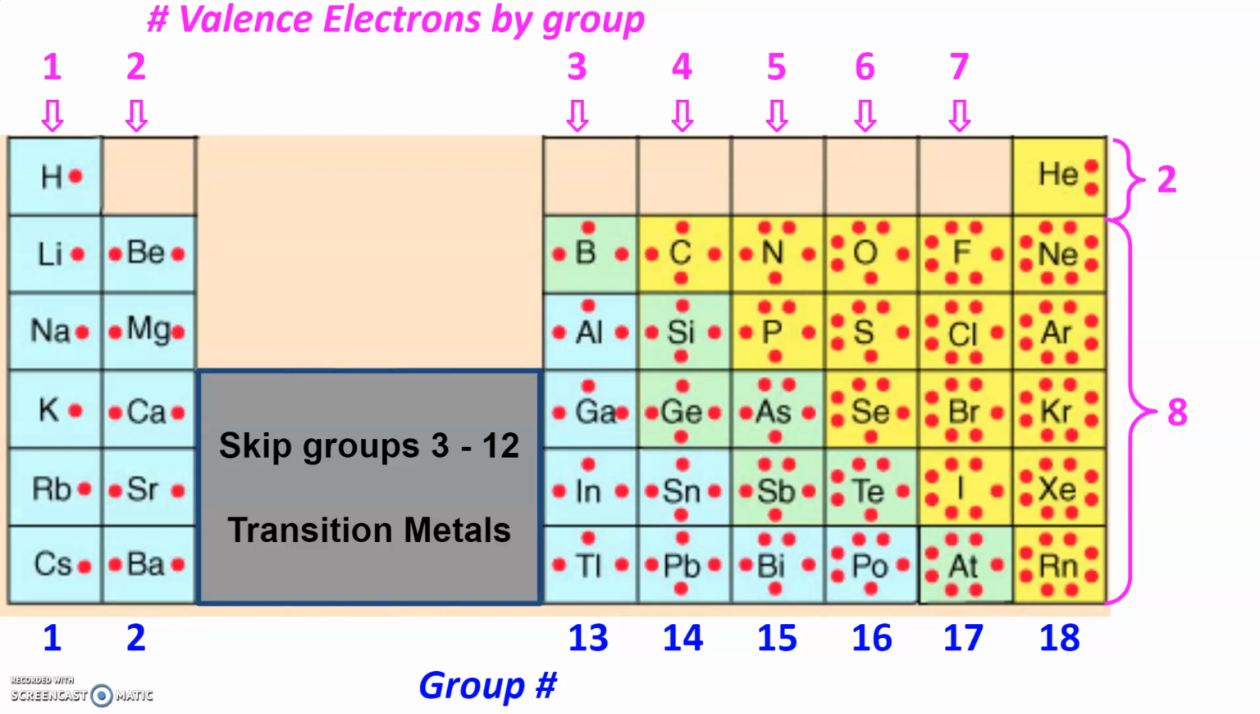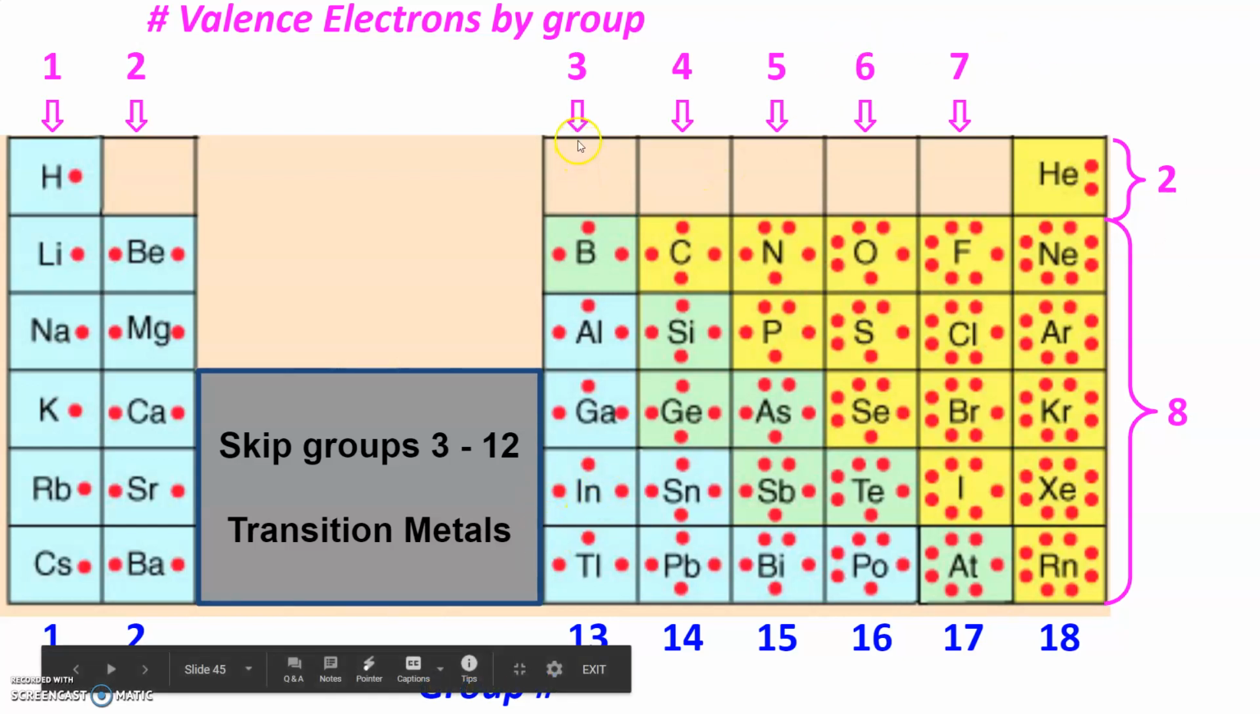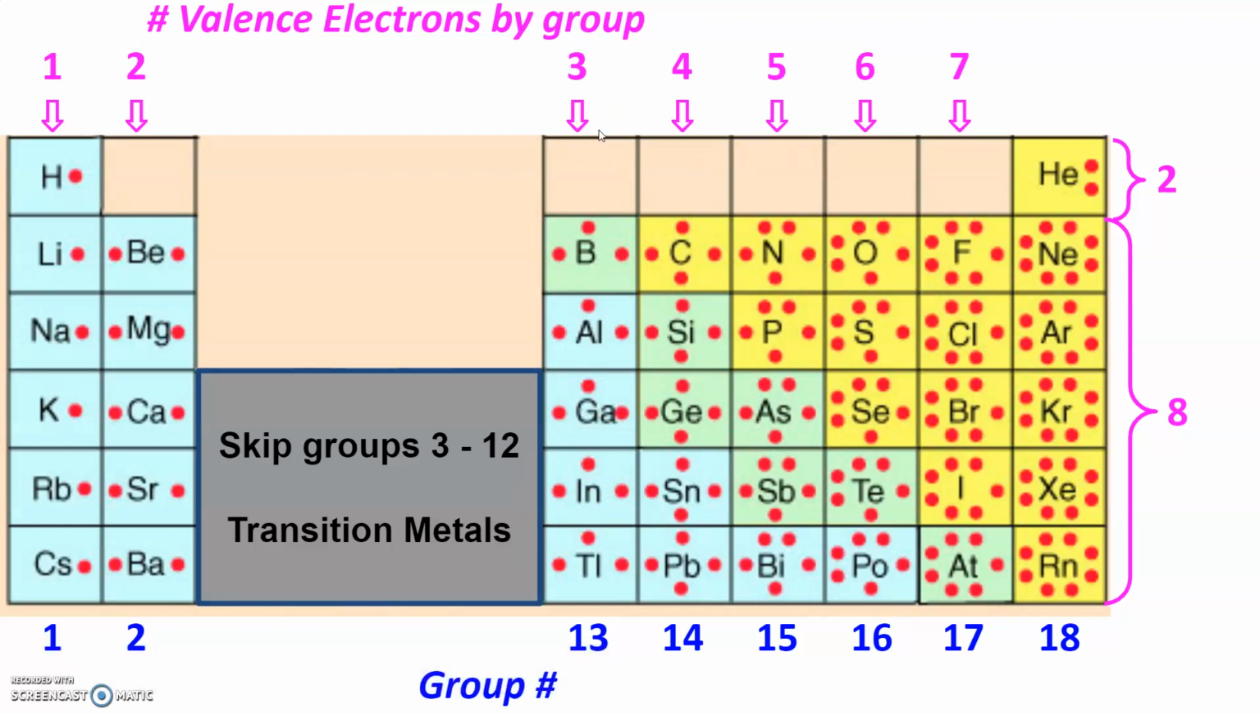We skip the transition metals, so groups 3 to 12, we don't worry about their valence electrons. And then we hop on over to group 13, and group 13 doesn't have 13 but 3. Group 14 has 4 valence electrons. Group 15 has 5. So that's something important to know. Group 16 has 6. Group 17 has 7. And then group 18, remember, helium has 2 and the rest have 8.